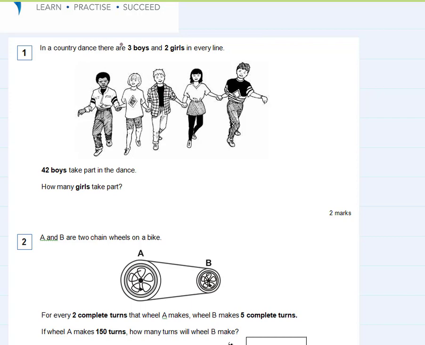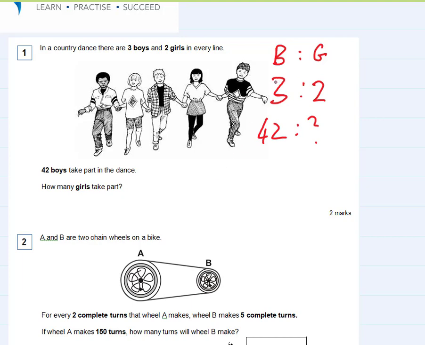So in a country dance there are 3 boys to 2 girls, and as I've always told you in lessons, it's always about the layout, right? So we're looking at the ratio of boys to girls, 3 boys to 2 girls. So all we're doing is writing down the information that's been given to us from the question. So we know that in a country dance there are 3 boys to every 2 girls, and the question is saying 42 boys take part in the dance. How many girls take part?